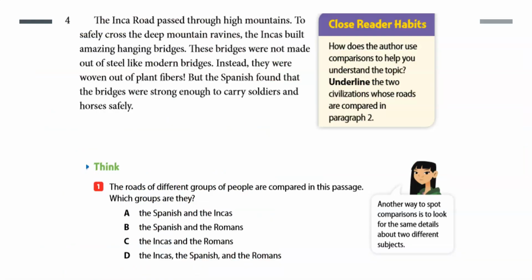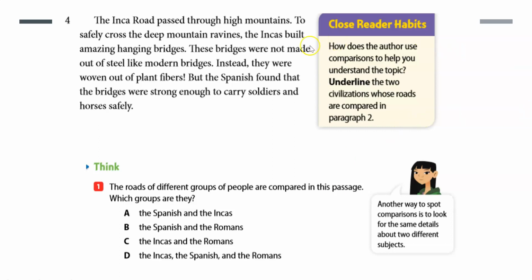Paragraph 4. The Inca road passed through high mountains. To safely cross the deep mountain ravines, the Incas built amazing hanging bridges. These bridges were not made out of steel like modern bridges. Instead, they were woven out of plant fibers. But the Spanish found that the bridges were strong enough to carry soldiers and horses safely.